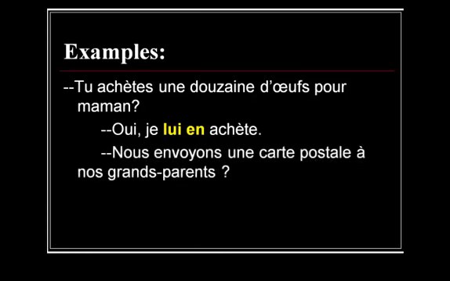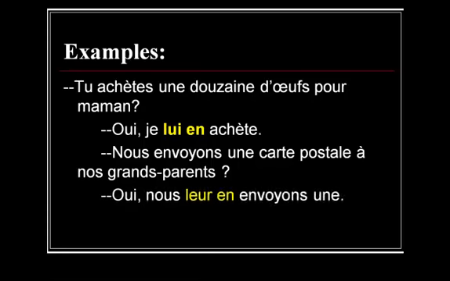For this sentence, nous envoyons une carte postale à nos grands-parents. You're sending a postcard to your grandparents. If we're going to replace both the objects, une carte postale and à nos grands-parents, our answer would be, oui, nous leur en envoyons une. Yes, we're sending one of them to them. See how I put the word une, the number une, after envoyons to say one of them, to be specific.